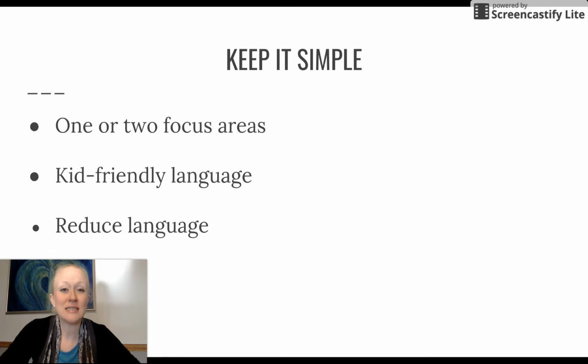Make sure that the language is kid-friendly. I think we're all great at writing rubrics that we can use as teachers, but remember that students are part of the learning process as well, and we want to rope them in. Please reduce the language of rubrics as much as possible to keep it simple and keep it fresh in their minds.